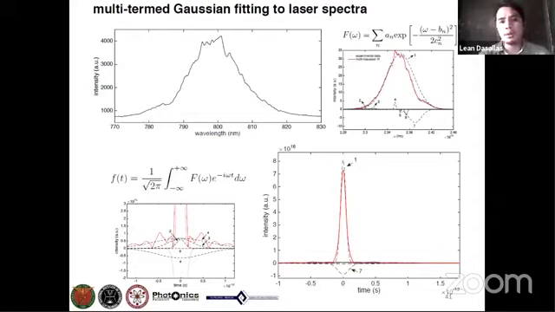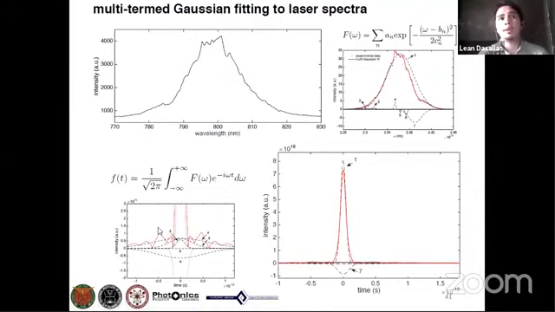So what we did is to do some multi-term Gaussian fitting in the laser spectra. And we observed that aside from the main pulse, we have some side band. What we have here is a pre-pulse and post-pulse distribution.